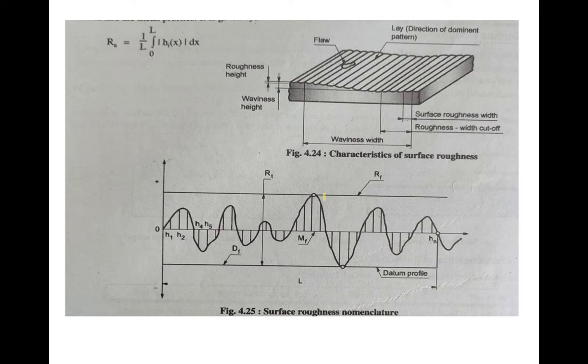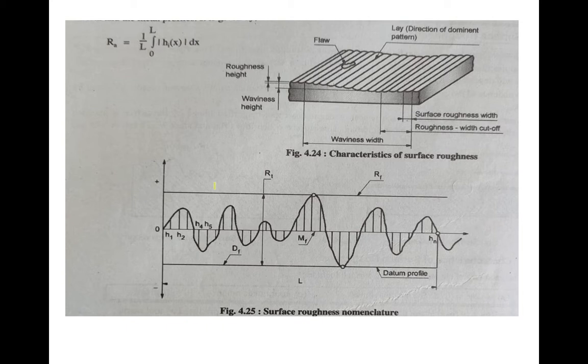So if you observe under the microscope, this is the structure, the characteristics of surface roughness. So different characteristics: this is roughness height, then waviness height, then waviness width. These are the widths of waviness. Then this is surface roughness width. Lay or direction of dominant pattern. Lay means this is the pattern which is observed on the surface after machining. So this is the lay or direction of lay.